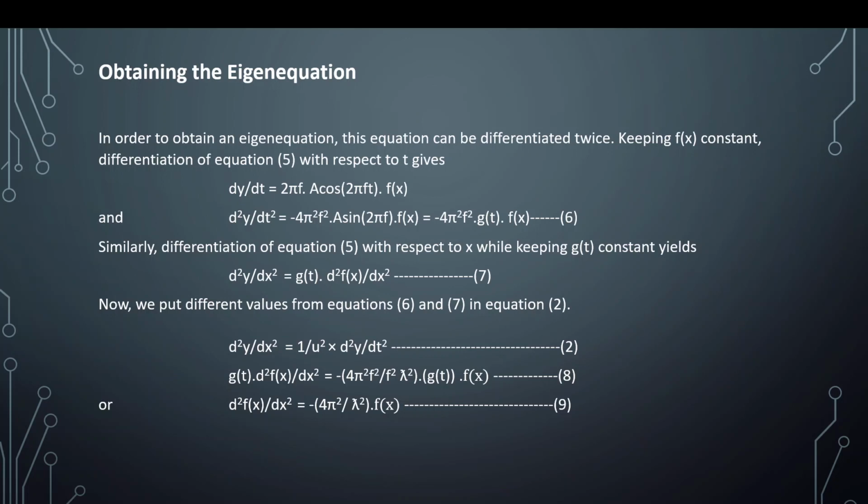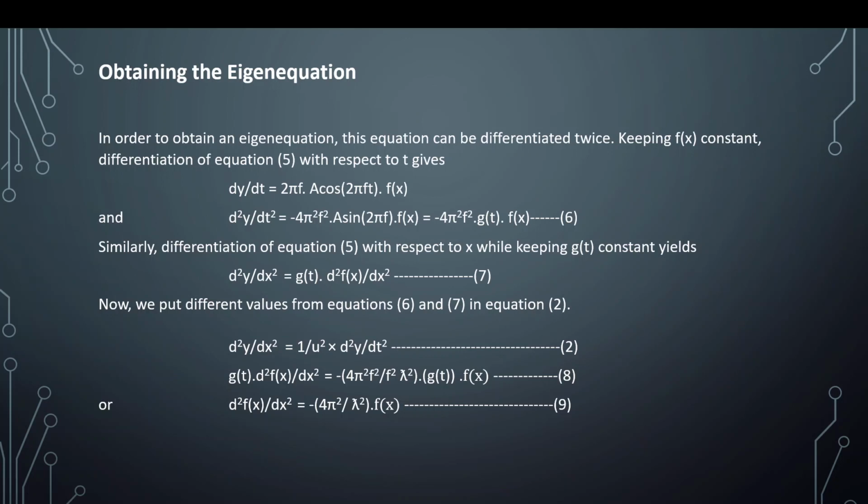Differentiating again, we get d2psi upon dt square equal to minus 4 pi square f square a sine 2 pi f t f(x). So this is our eigenequation, because on both sides we have the same wave function. Similarly, differentiation of equation 5 with respect to x while keeping g(t) constant yields d2psi upon dx2 equal to g(t) d2f dx2, equation 7.